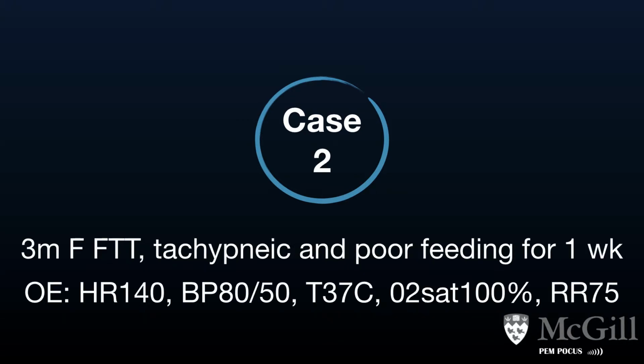Our next patient is a 3-month-old female who presents with failure to thrive, tachypnea, and poor feeding for 1 week. On examination, her heart rate is 140, her blood pressure is 80/50. She is afebrile, saturating 100%, but breathing rapidly at 75 per minute. The story reveals that she had a cold 3 weeks prior and does not seem to get better. She's afebrile and otherwise previously healthy. On examination, she's well perfused, has a heart murmur, and a diffuse wheeze.